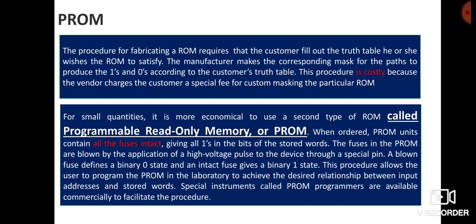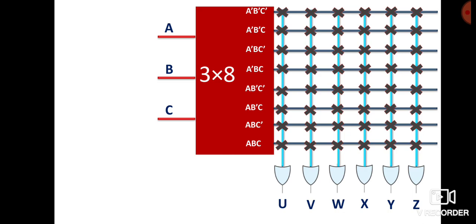In this case, these layouts are available in the market. You can go and purchase them, and once you have purchased, you can configure them in the lab also. So how will you configure that? We'll see that in the next slide. So here, as you can see, the ROM we have has all the connections. If I'm talking about U, it will be receiving all the possible minterms, like A bar, B bar, C bar, and everything will be available at U.